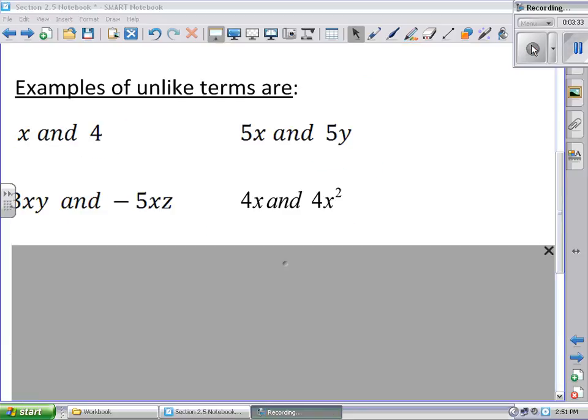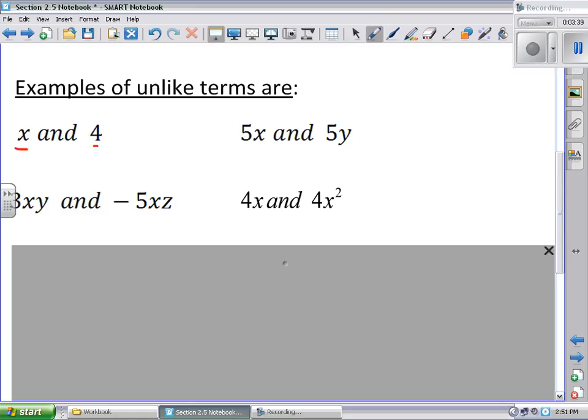All right, let's get some examples of unlike terms. x and 4 are unlike terms. This one does not have a variable part. 5x and 5y have different variable parts. 3xy and 3xz, y and z are not the same. They have different variable parts. And 4x and 4x squared, notice that the exponents on the variables are not the same.